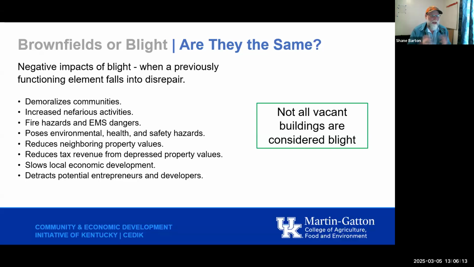But here's why blight is so impactful in our communities when those buildings fall into disrepair, if you will. Often, like I just said, they demoralize your community. They create a psychological impact. They are often places for concentrated nefarious activities because no one's living there.